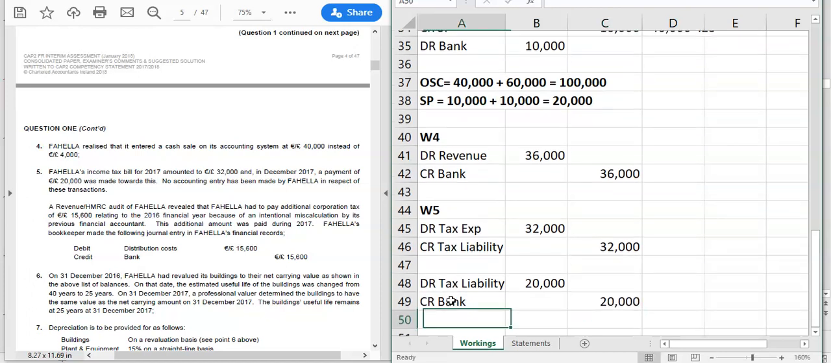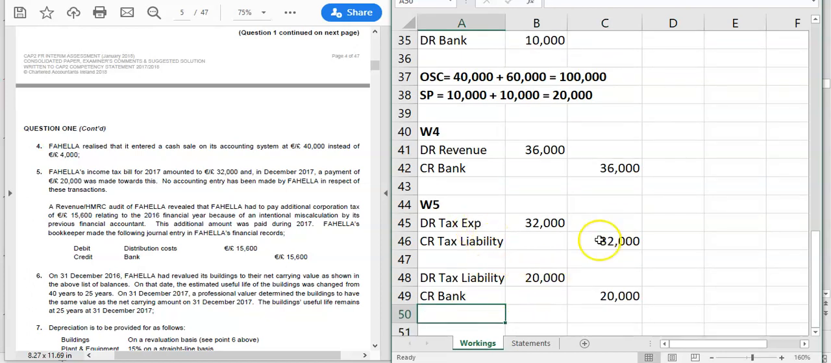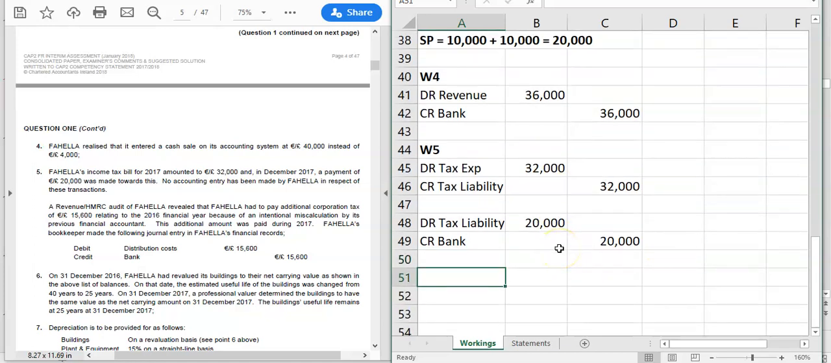Now you could have netted those journals together and come up with a net liability of 12. That is fine. Either way will work, as long as you have the expense of 32 and the closing liability will be 12. So in terms of tax in the SOPL will be 32,000. But be careful now, tax in the SOFP will be 6,000 of a liability. And how do I come to that?